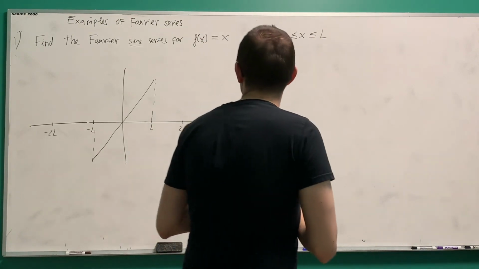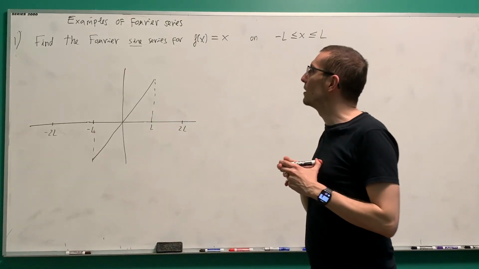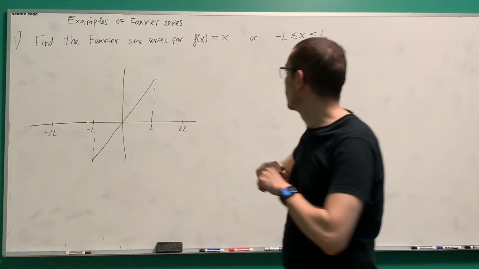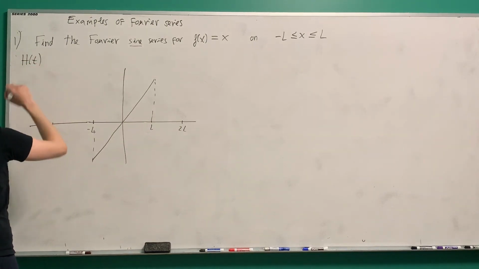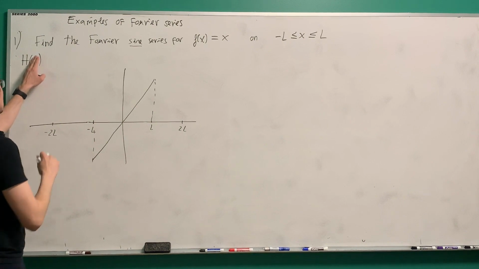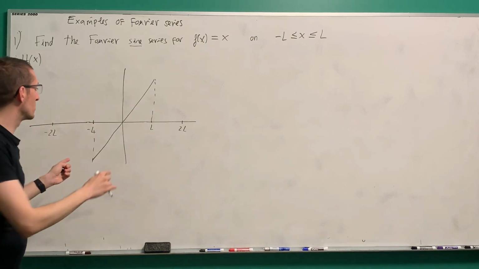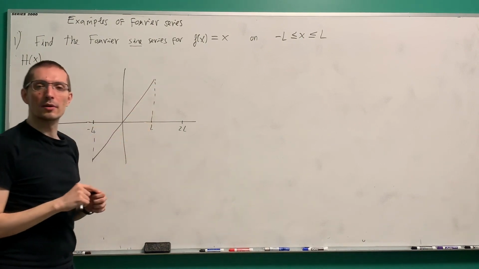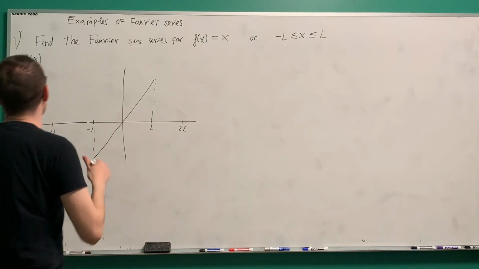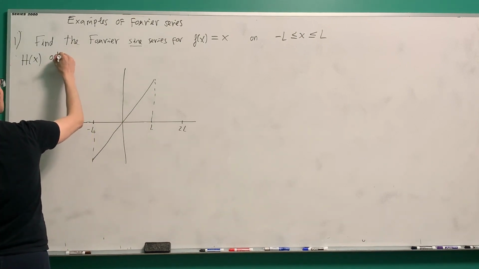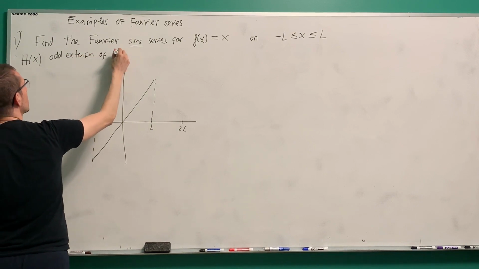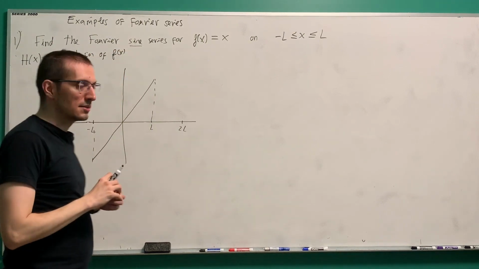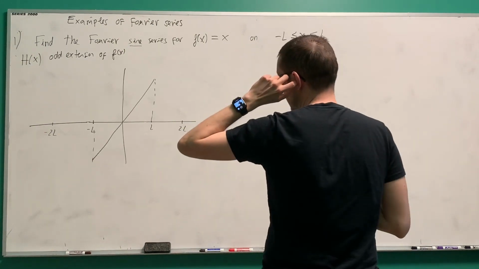What we want to do is the sine series. So what we want to do is the odd extension. So we're going to compute the odd extension that we call h of x, sorry, because the variable is x. It will coincide with f of x between minus L and L, but then it will be the odd extension of f of x.